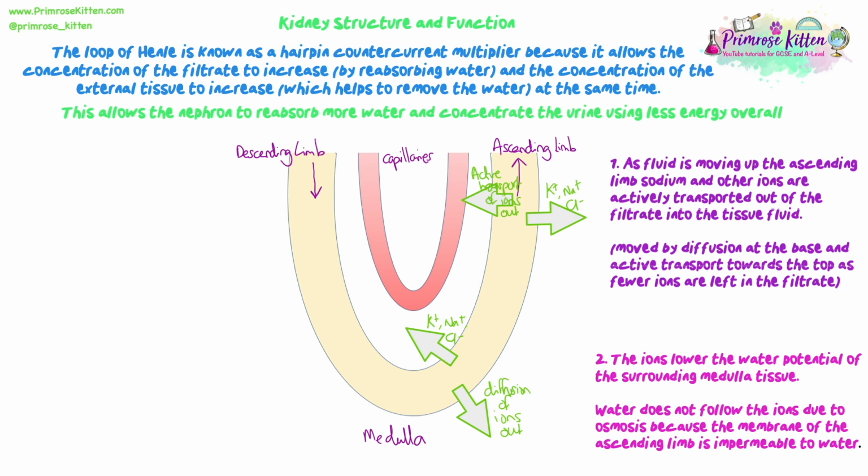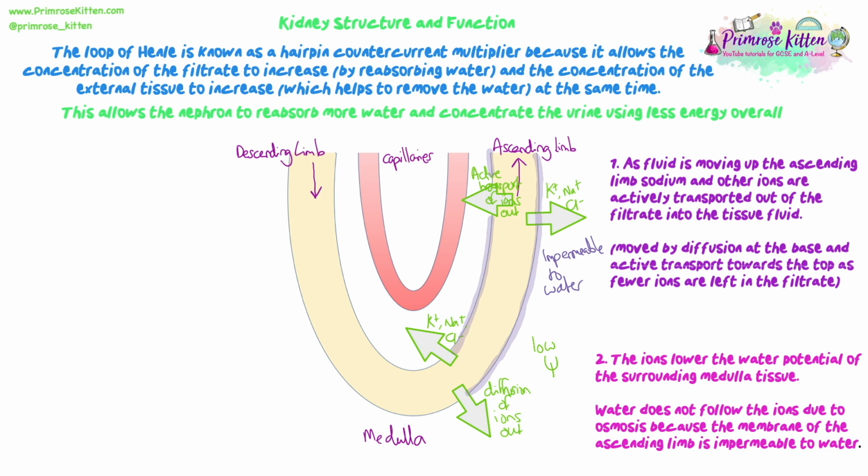But water doesn't follow the ions on the ascending limb, because that is impermeable to water. So the membrane of the loop of Henle on the ascending limb is impermeable to water, and water can't move out by osmosis at that point. Where the ions have moved out into the tissue fluid and the tissue of the medulla, we have a low water potential, and those walls of the ascending limb are impermeable to water.